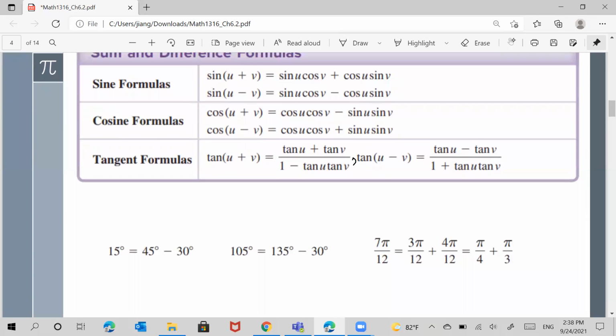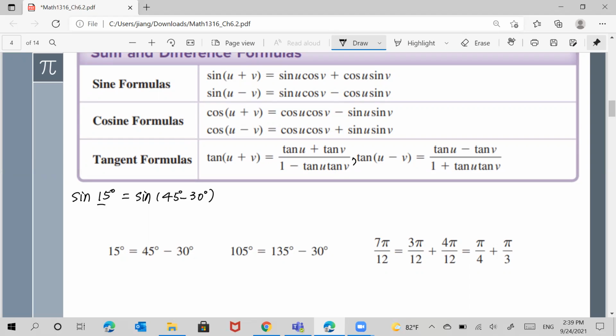Okay, let's see. For some special angles like 15 degrees, that equals 45 degrees minus 30 degrees. We don't know what sine 15 degrees is, but we have learned sine 45 and sine 30, or cosine 45, cosine 30 degrees. So I can convert sine 15 degrees into sine of 45 degrees minus 30 degrees, and then come to the formula part. Sine of 45 minus 30 degrees equals sine 45 degrees times cosine 30 degrees minus cosine 45 degrees times sine 30 degrees. With this expression, we can find sine 15 degrees because we know the special angles' trig function values.